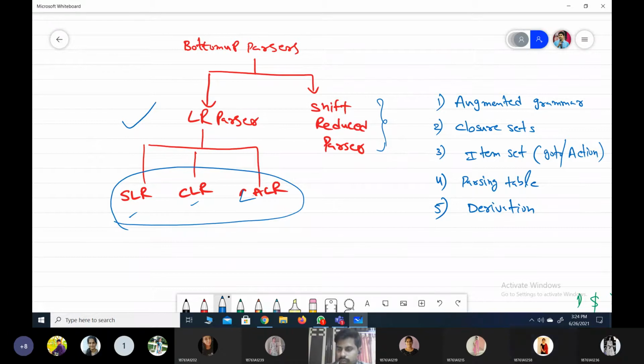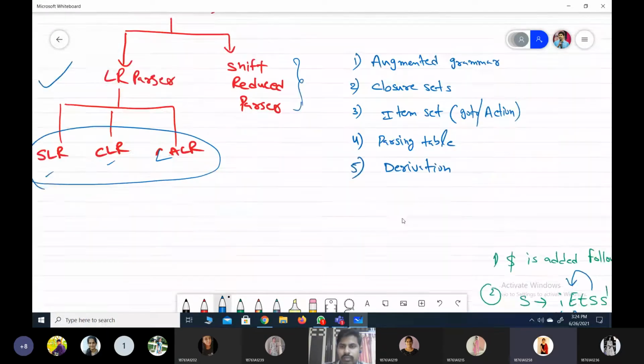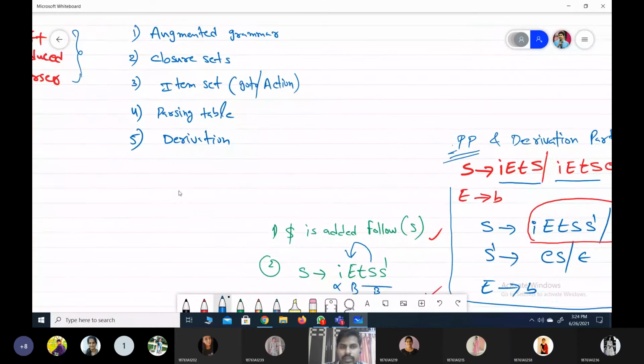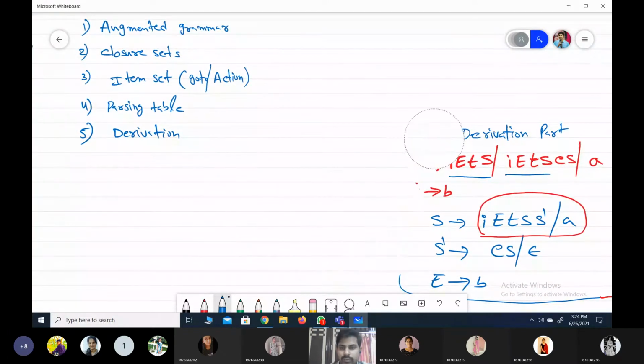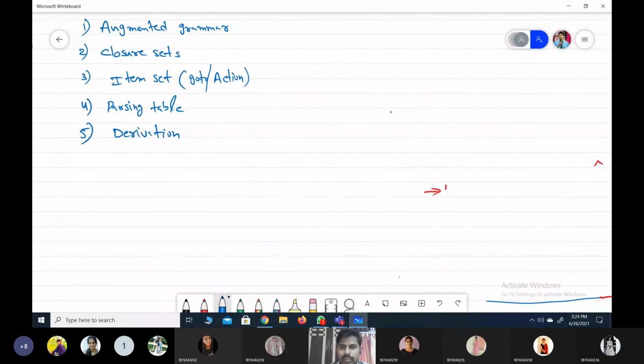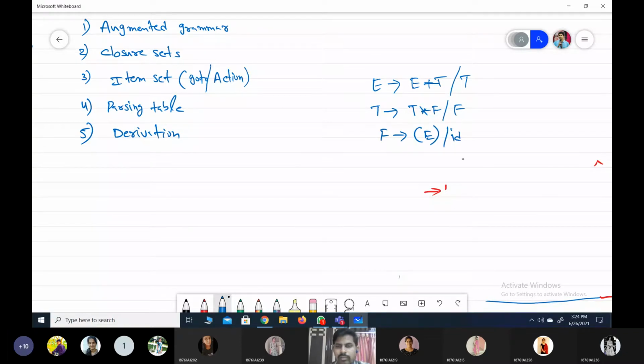Yes, sir. The first one is the construction of augmented grammar. Whatever grammar we have, for example, I am preparing a grammar: E tends to E plus T or T, and then T tends to T star F or F, and F tends to open parenthesis E closure parenthesis or ID. This is the grammar I have given.